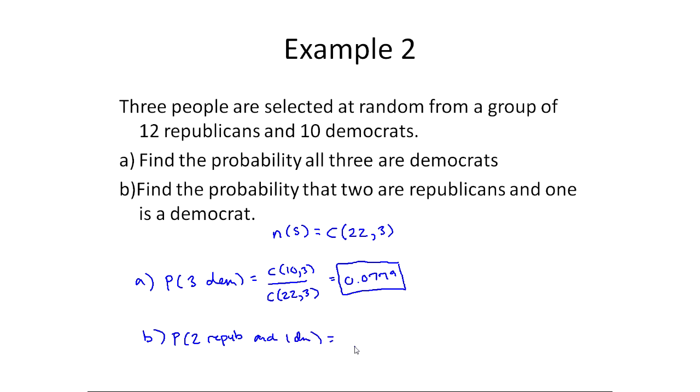So again, because we're picking 3 people out of 22, I know that this is still the denominator. The question is, what's the numerator? Well, remember we have the multiplication rule for counting. This is just a counting problem now. It's like 2 separate counting problems. So how can I pick 2 Republicans and, remember, "and" implies multiplication, 1 Democrat?